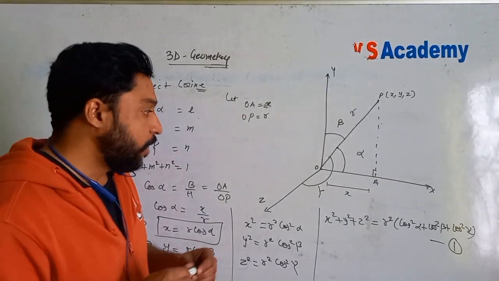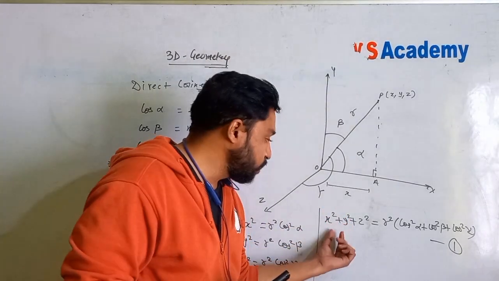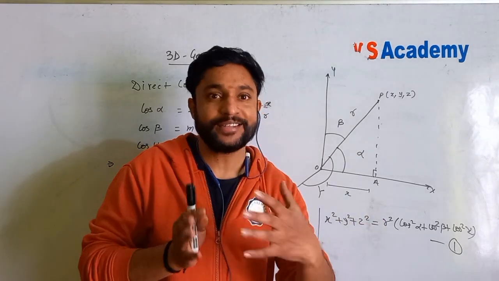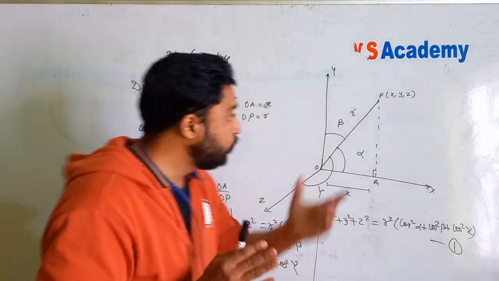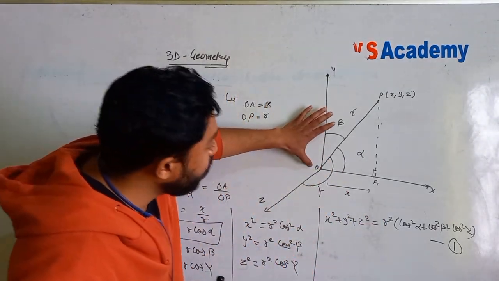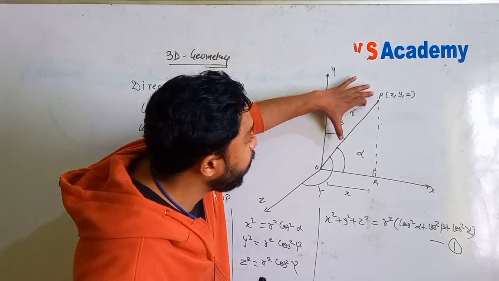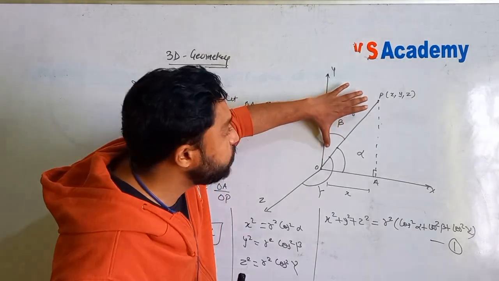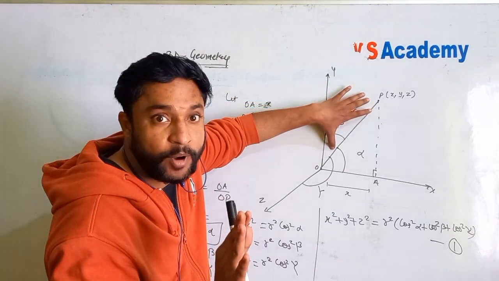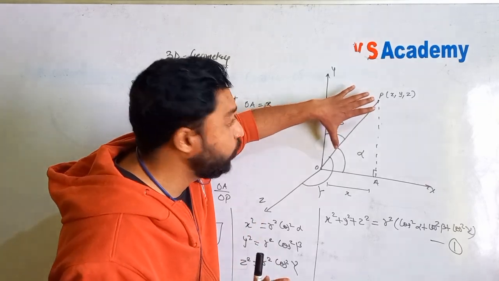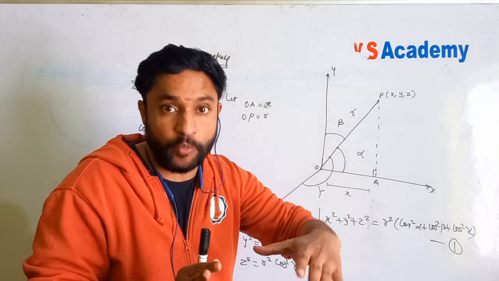Now, we need to calculate x square plus y square plus z square. What is x square plus y square plus z square? You can see in the diagram, we have point O, which is the origin, and point P. So the distance between two points, we already discussed in our last class, what is the distance between two points.